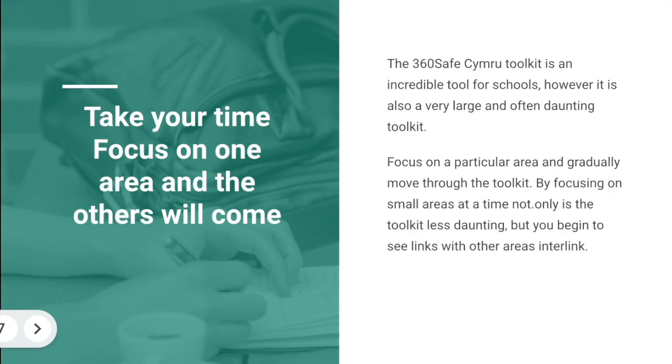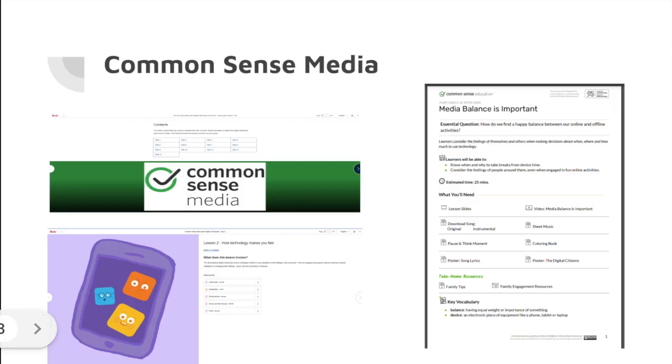However, it's also a very large and often daunting toolkit, and you kind of think, where do I start? Focus on a particular area like starting your group, and gradually move through the toolkit. You could even delegate different parts to different parts of your group, and then come back. By focusing on a small area at a time, not only is the toolkit less daunting, but you begin to see the links within other areas.